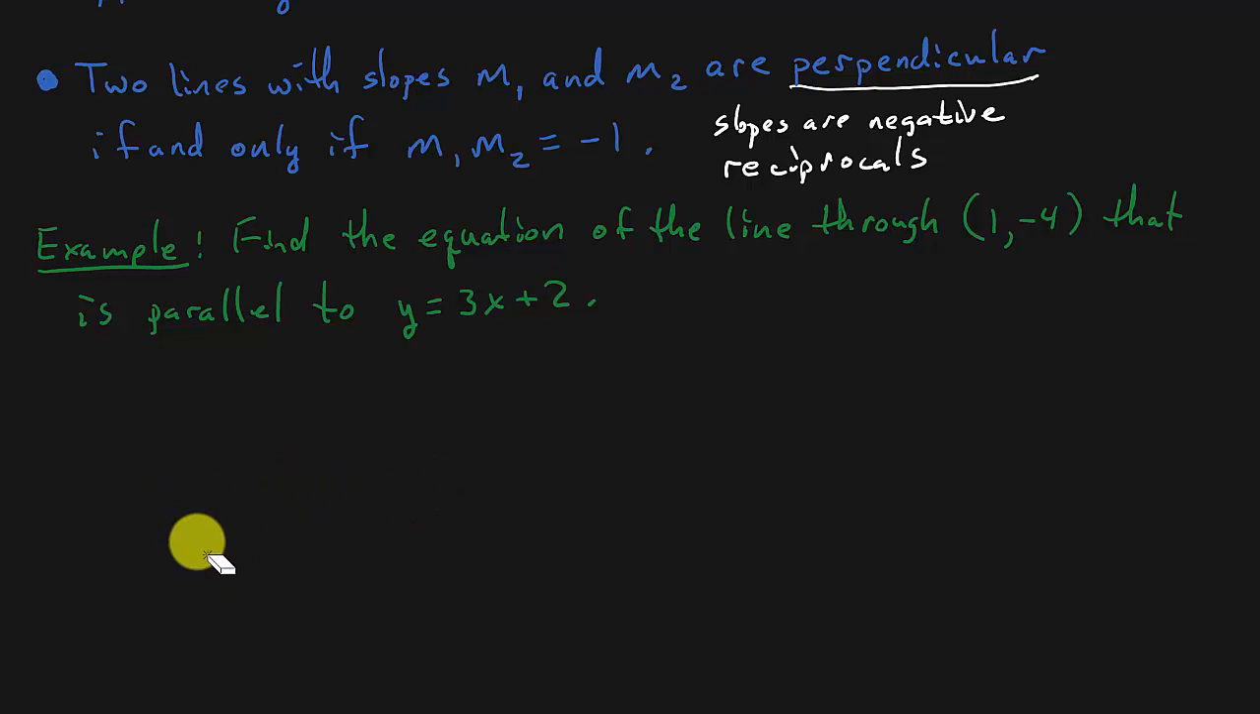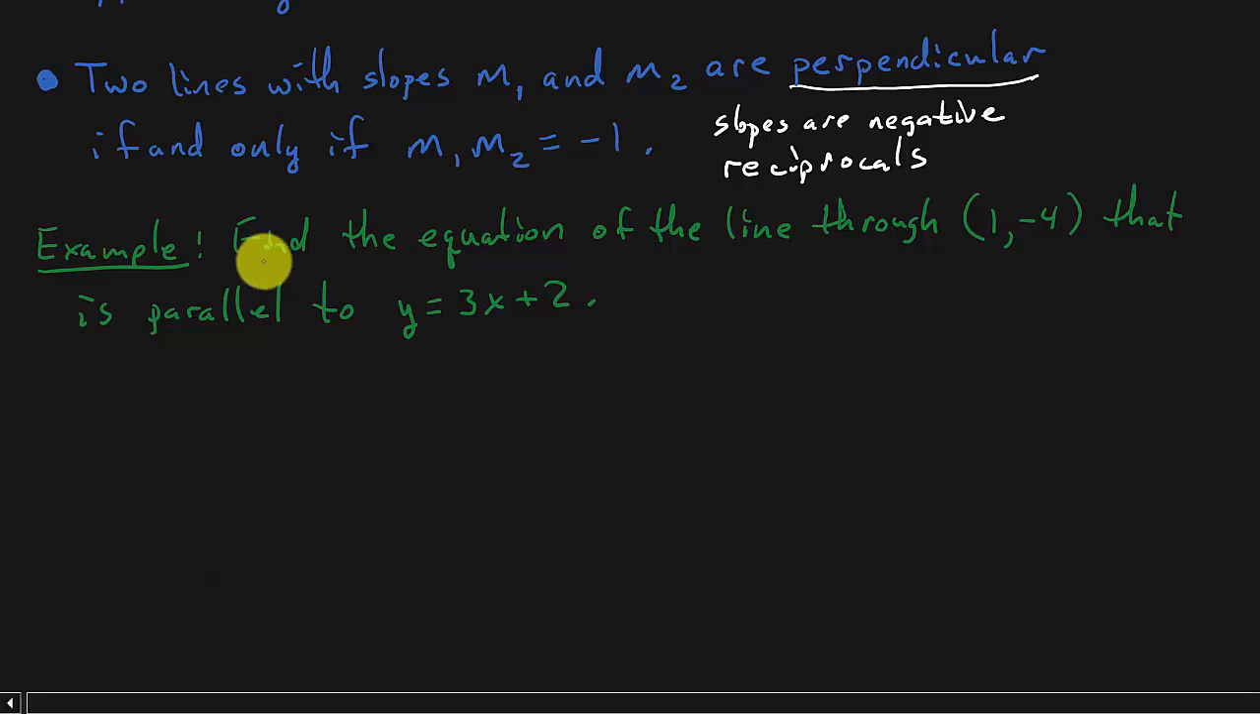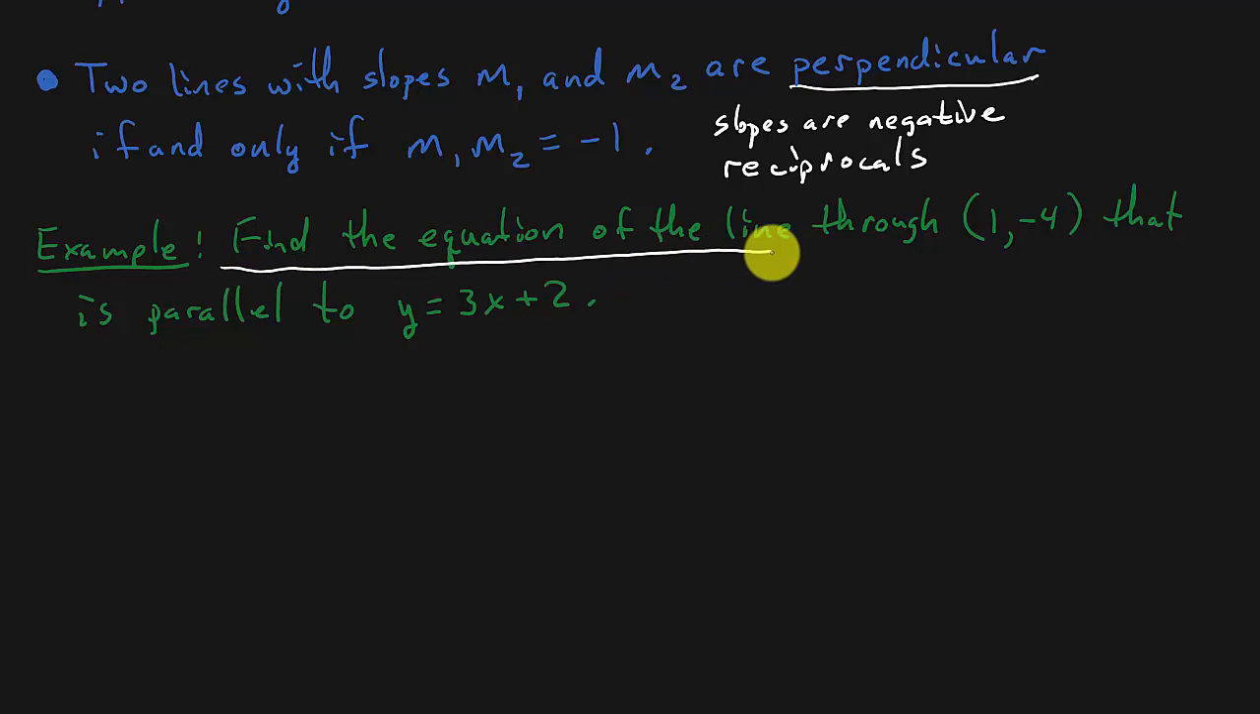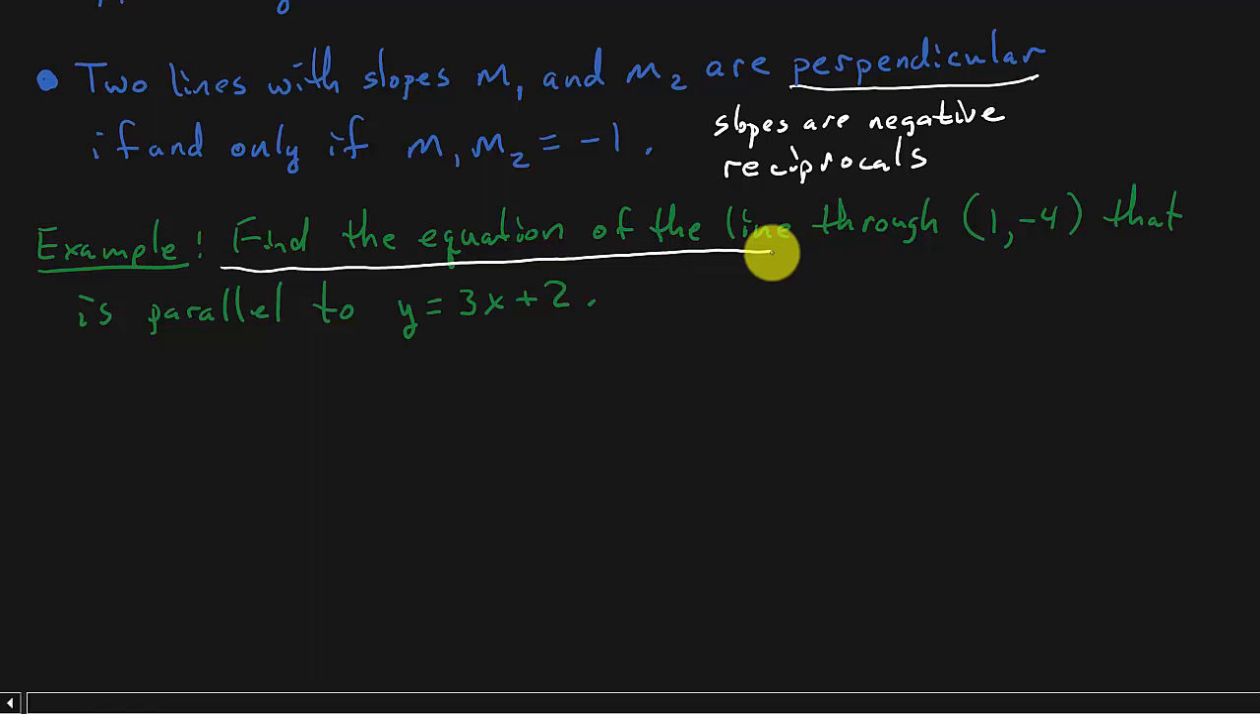Find the equation of the line through (1, -4) that is parallel to y = 3x + 2. All right. So what did it say? Find the equation of the line. Do you remember what I told you back at the beginning of the video? Find the equation of the line. First thing to pop into your head: I need the slope and I need the y-intercept. I'm sorry, I need the slope and I need a point on the line.